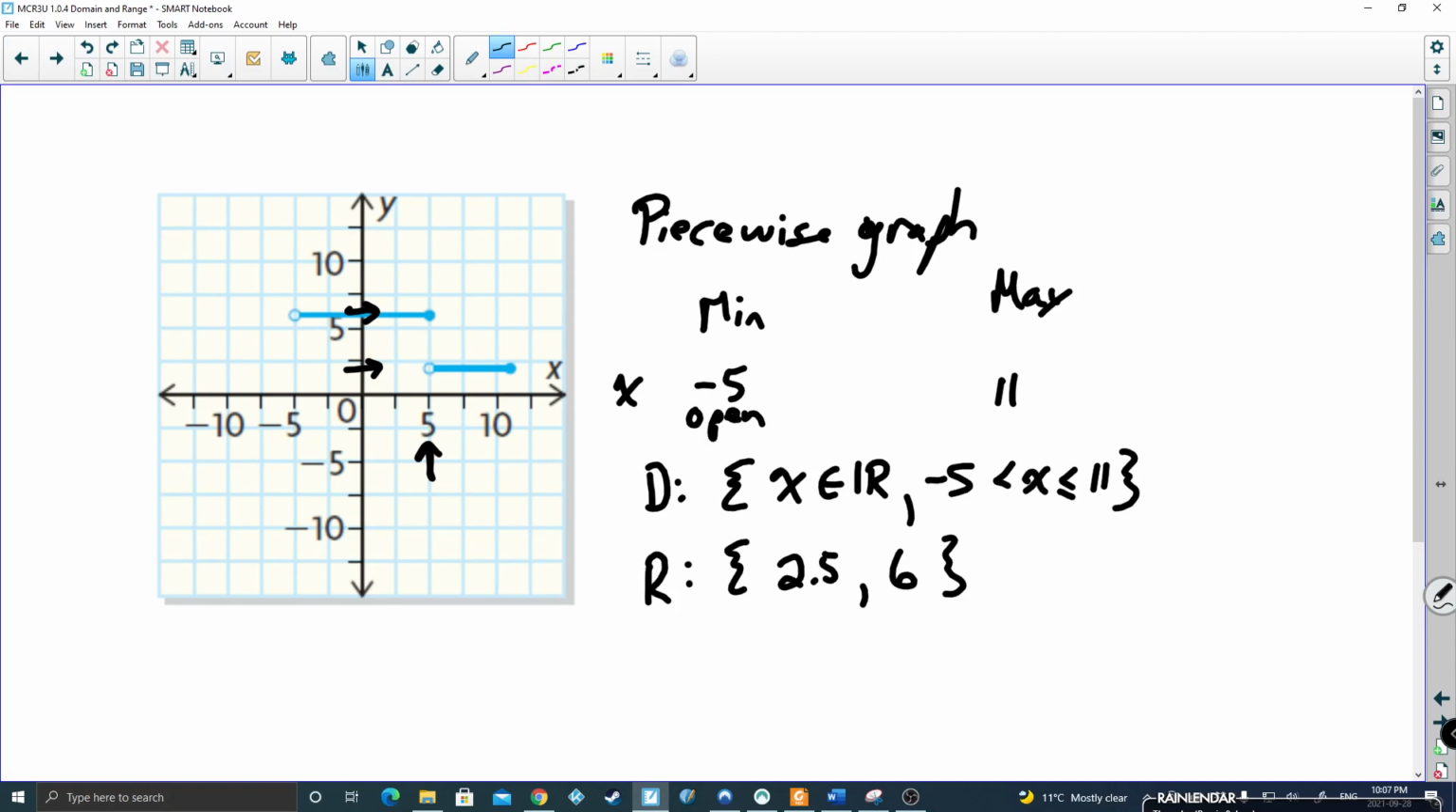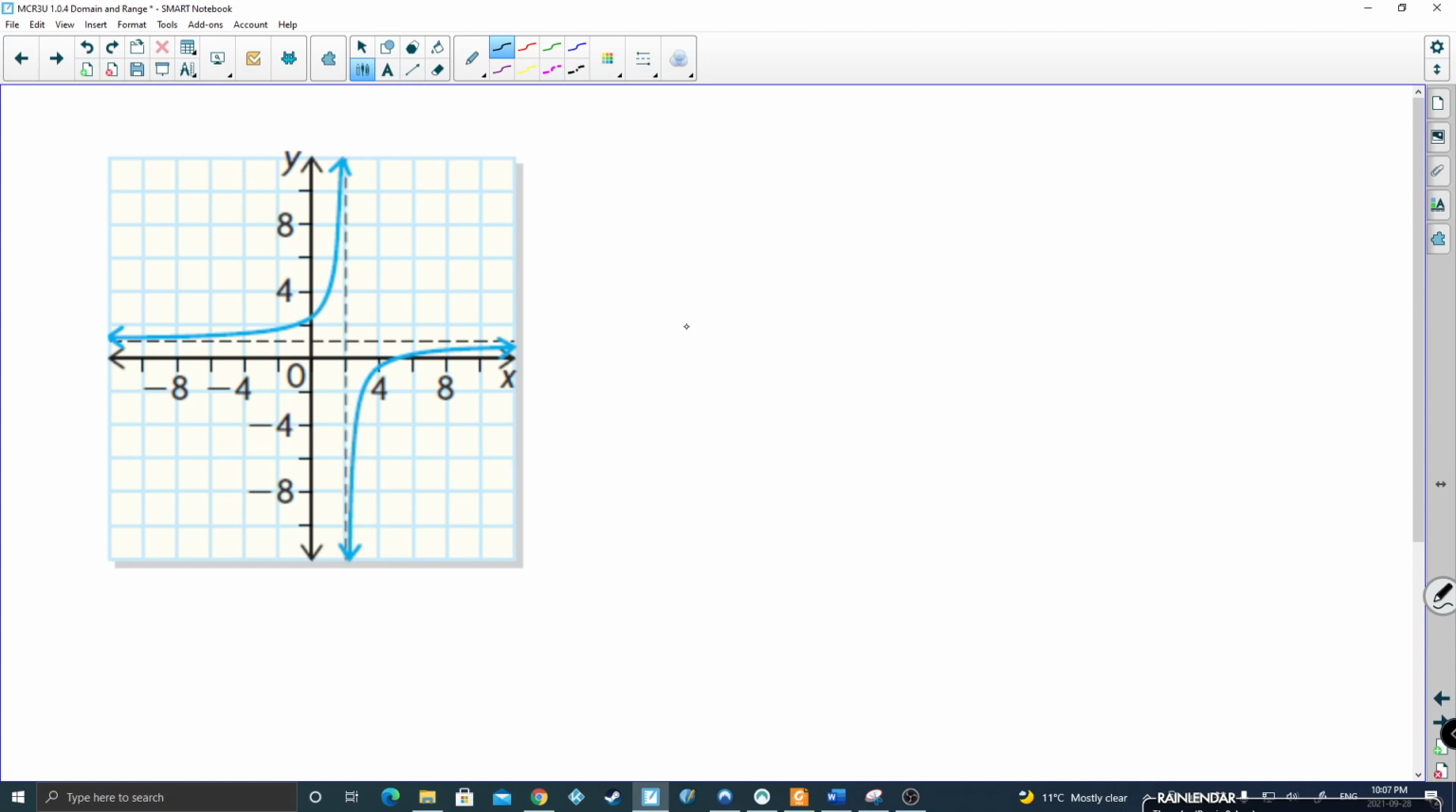So piecewise graphs often have some part of them that is discrete and some part of them that isn't. Let's look at this one. This is an interesting shape to a graph. You've probably never seen this before. This is actually a 1 over x graph, and we'll talk about that later on.